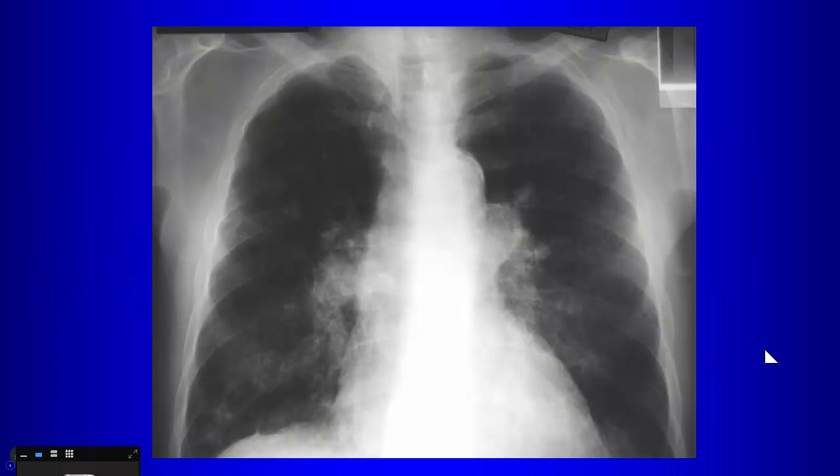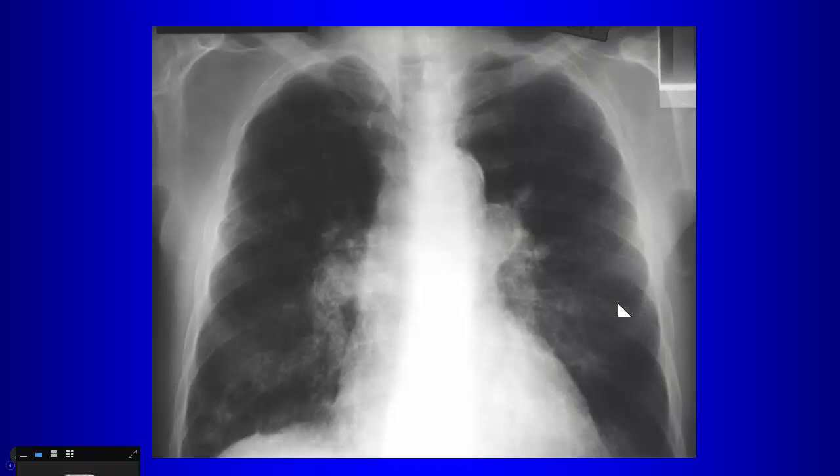What do we see on this chest radiograph? Well, the topic is pulmonary artery hypertension, and what do we see? Yeah, there's an enlargement of the central pulmonary artery, so this patient has pulmonary hypertension. But is there something else? Is there some unusual finding here?